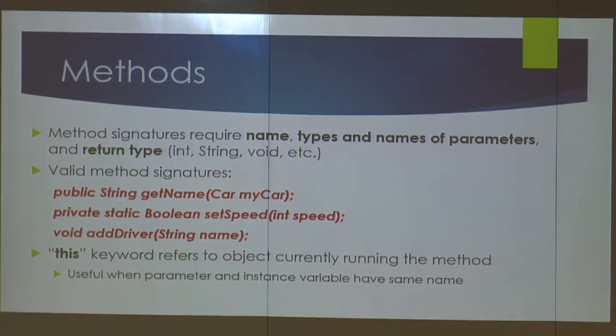And then another keyword you guys might see is this. The keyword this refers to the current object running in the method, or the current object being worked on.